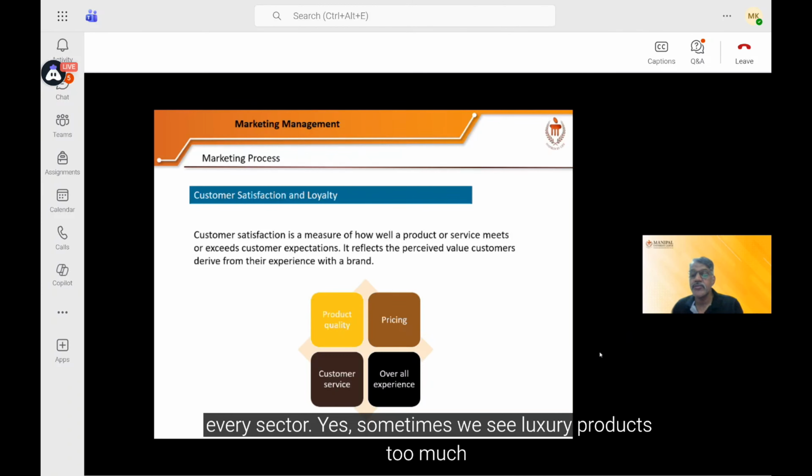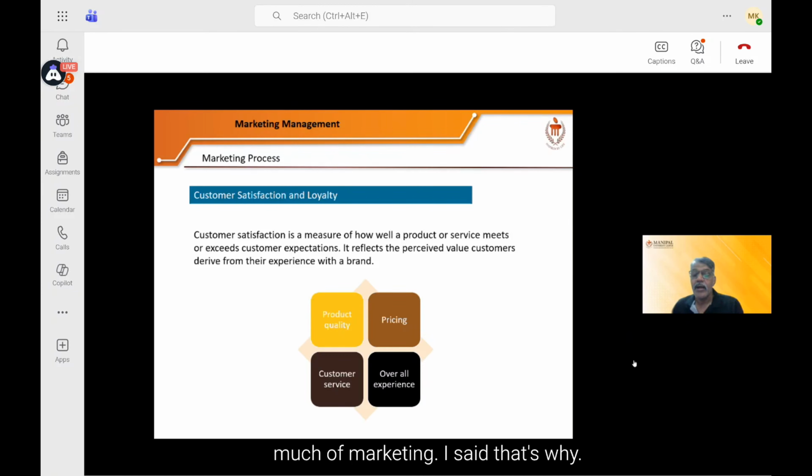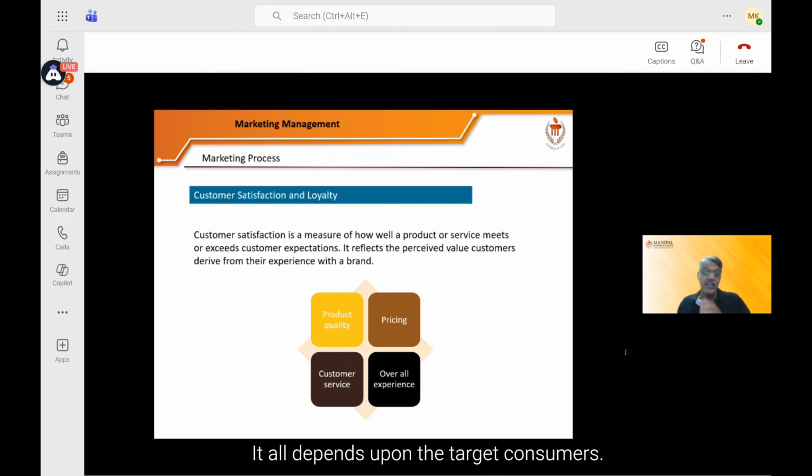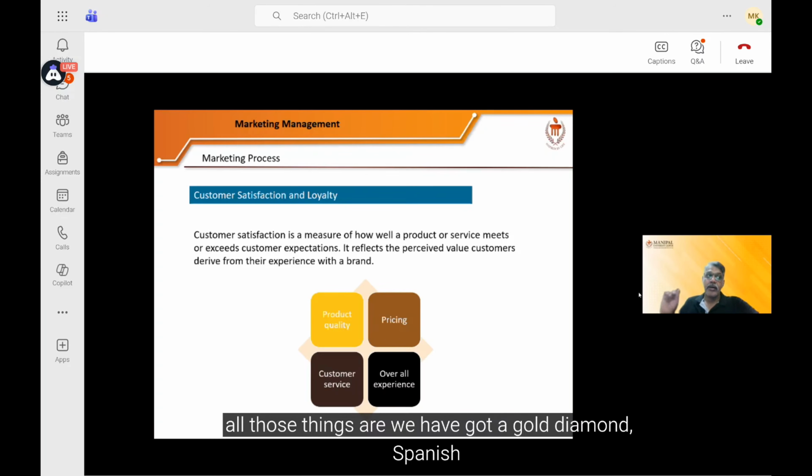Sometimes we see luxury products do as much marketing as others. Why? See again, learner Anil Sharma, it all depends upon the target consumers. When luxury products have to be marketed, say for an example, Tanishq Jewelers, Tanishq Gold, all those things, or we have got gold diamonds, Tanishq diamonds in the market. These luxury products are marketed in order to capture the market and create a lot of investments.